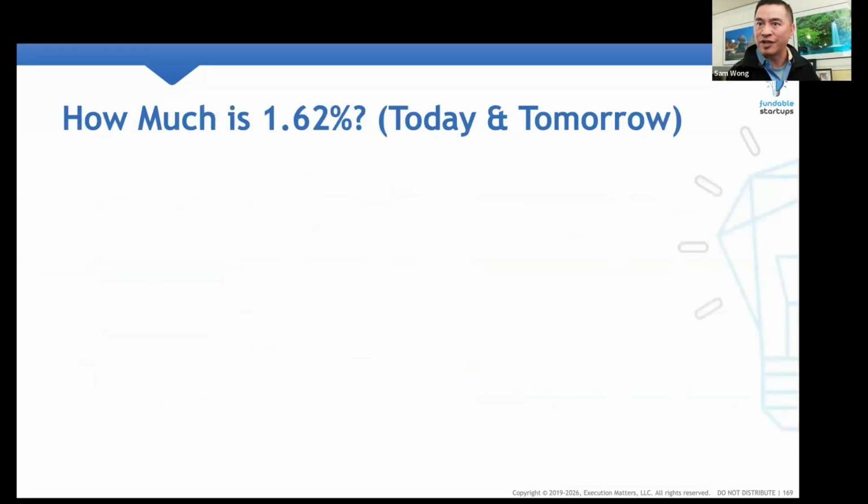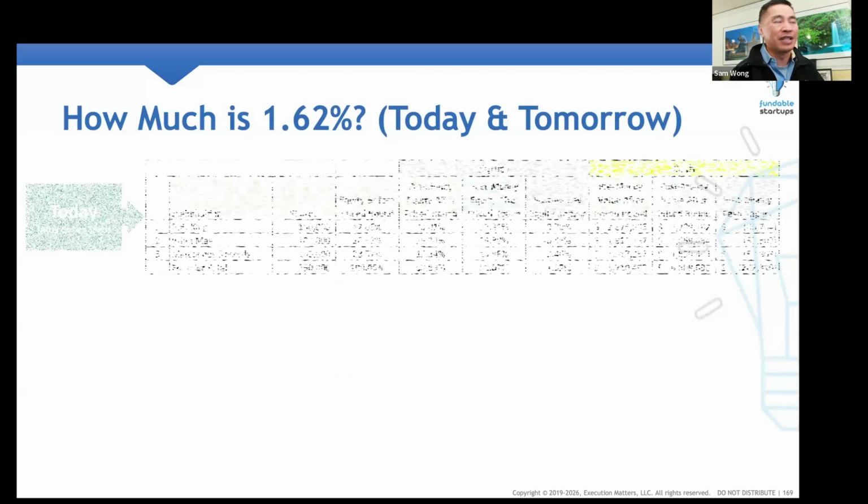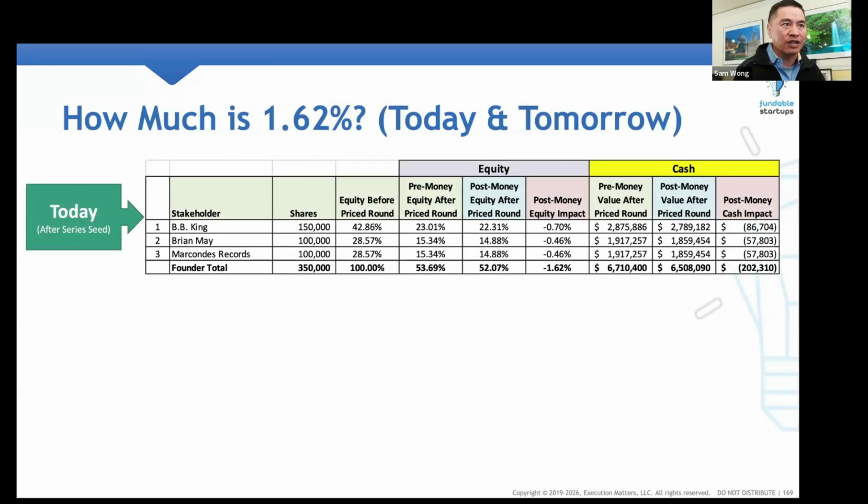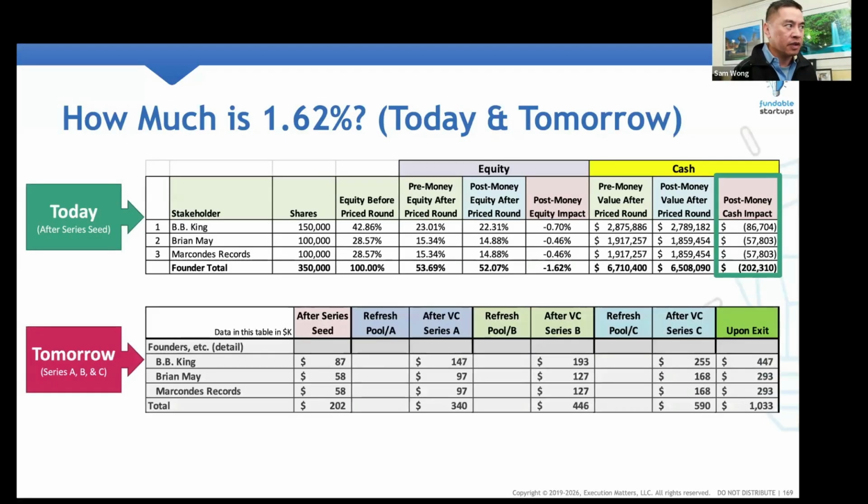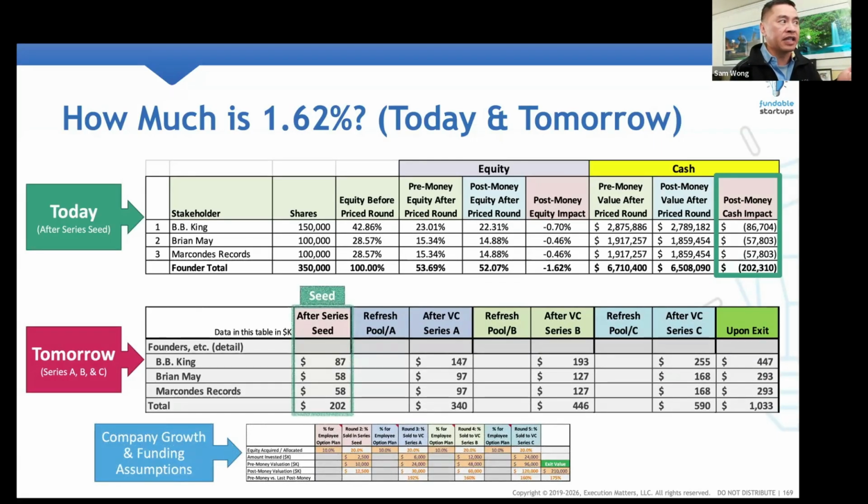Well, how much is that in real dollars? So today and tomorrow. If you run the calculation, I did it in a spreadsheet, assuming you have a Series Seed, 1.62% is about $200,000 variance, given the terms of this fundraise here. But that's today. What about tomorrow? You're going to raise more funds in a Series A, Series B, Series C. So the Series Seed, $200,000 is the impact of the 1.62%.